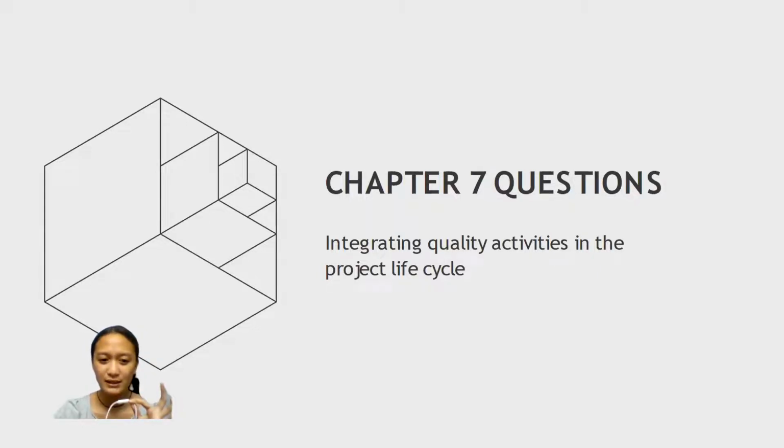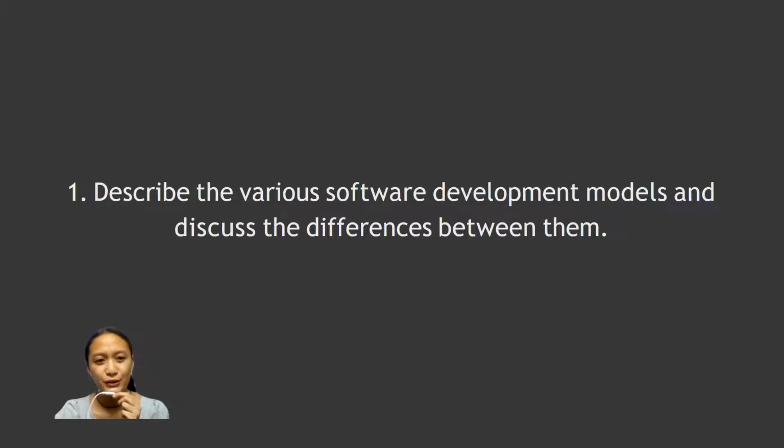So that's all for the chapter 6 questions, and let us now proceed to our chapter 7 questions, which is entitled Integrating Quality Activities in the Project Life Cycle. So for the first question: describe the various software development models and discuss the differences between them.